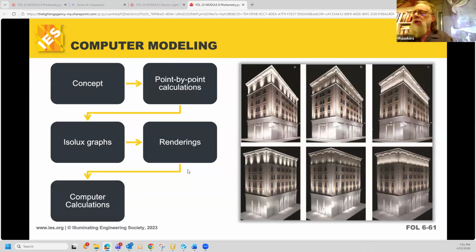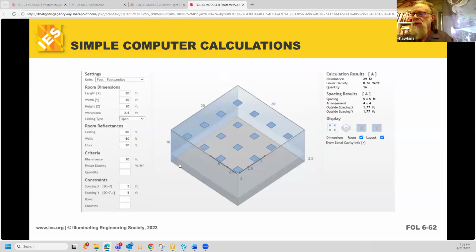Modeling. This is what you guys are going to be doing. Maybe not making fancy renderings like that, but you're surely going to get into either utilities or full programs where you describe the space, the fixtures, and then the calculation plane, and it gives you answers. Okay. And then those things can be taken up into renderings as well.